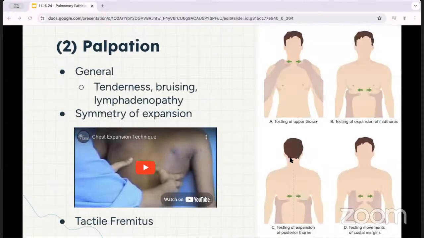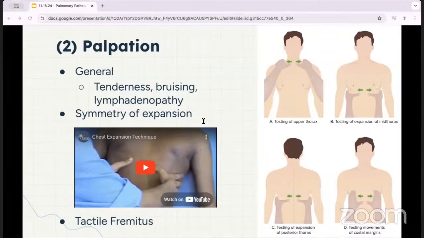Now let's move on to the next step of the physical exam, palpation. This is where we use our hands and tactile sense to feel the patient's chest to gather more information about what's happening on the inside. The first thing we do is look for general signs that something might be wrong.